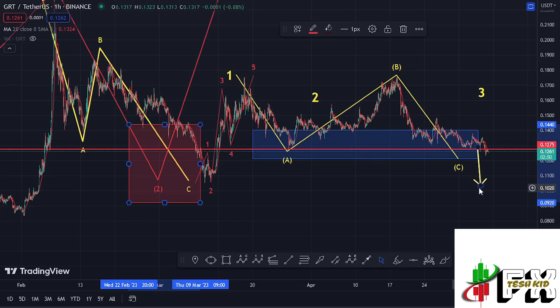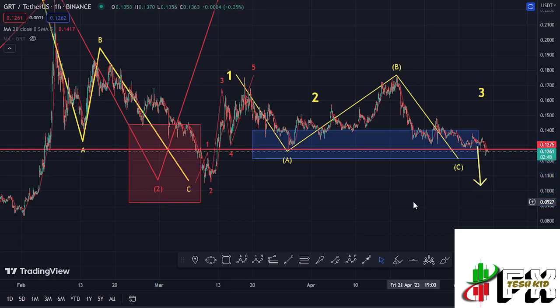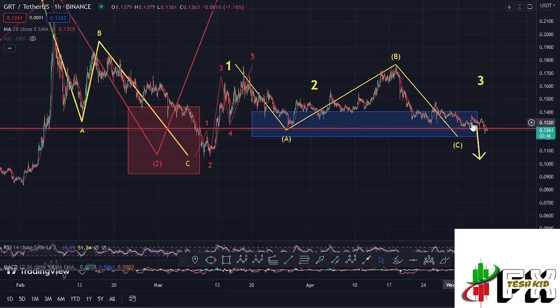So let's be patient and see how that plays out. Continue watching that minimum retracement area in this wave 2, which lies between the $0.1407 mark and the $0.1215 mark, because we need to continue holding within it.